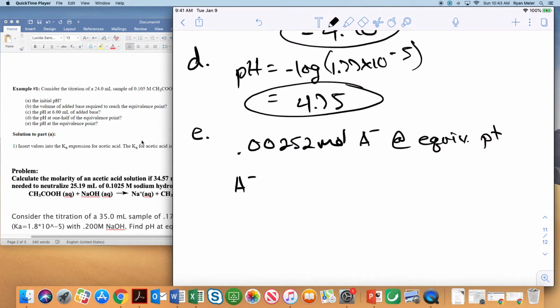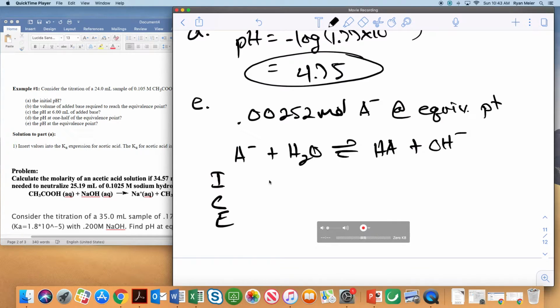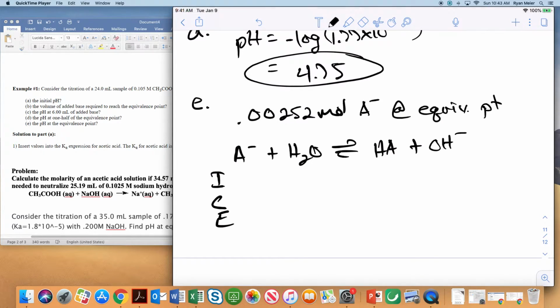Since A minus, you said, is a weak base, that means I'm going to put A minus with water, and I'm going to be making my conjugate acid and hydroxide as my other ion. And so I'm setting up this ICE table. The only other thing I have to be careful of is the values I'm putting in here for my ICE table do have to be concentrations, right?